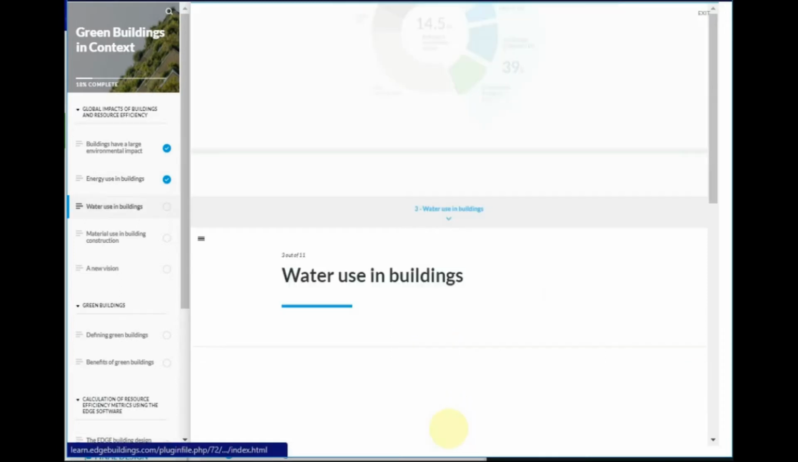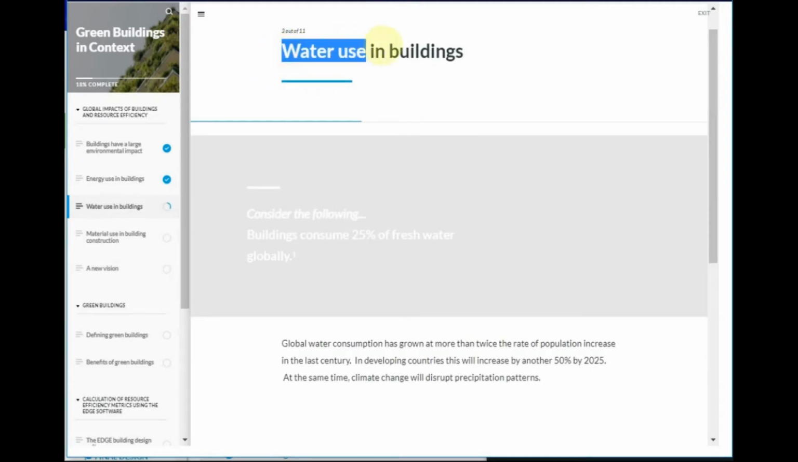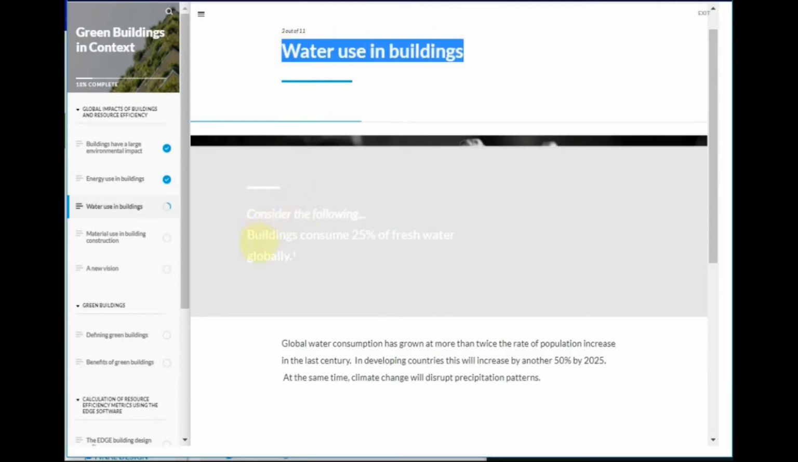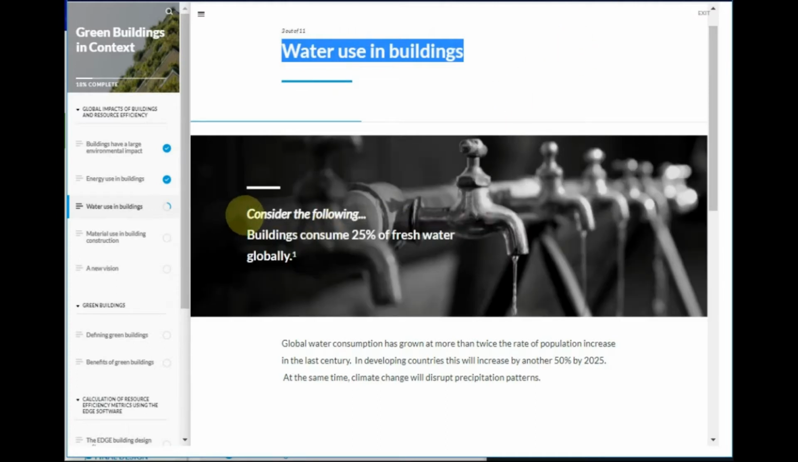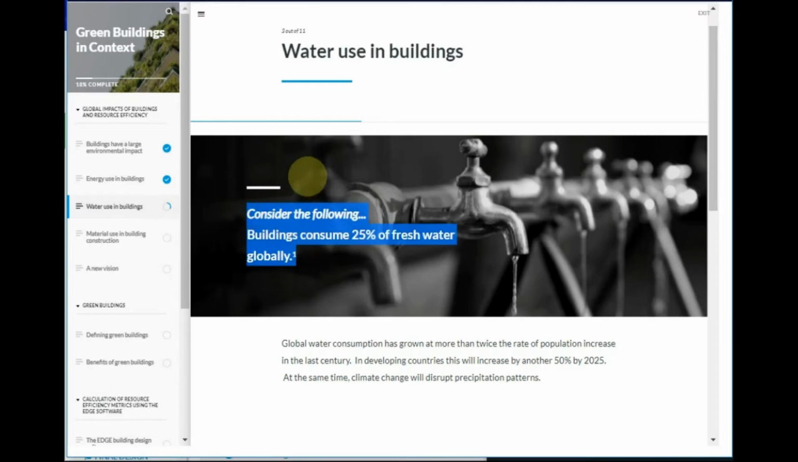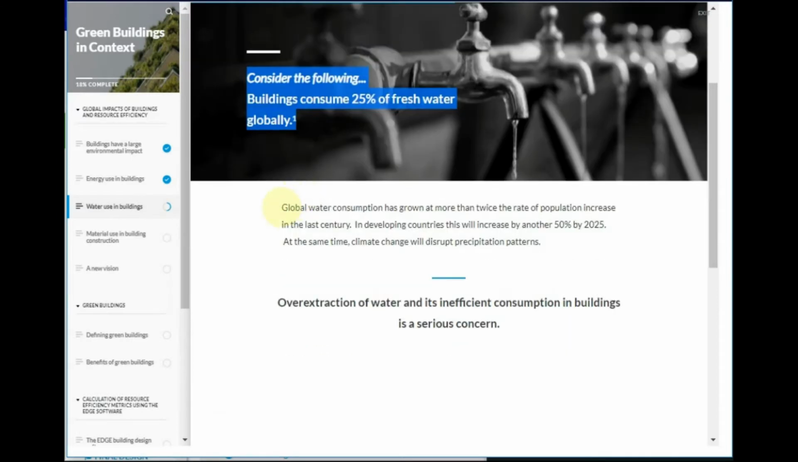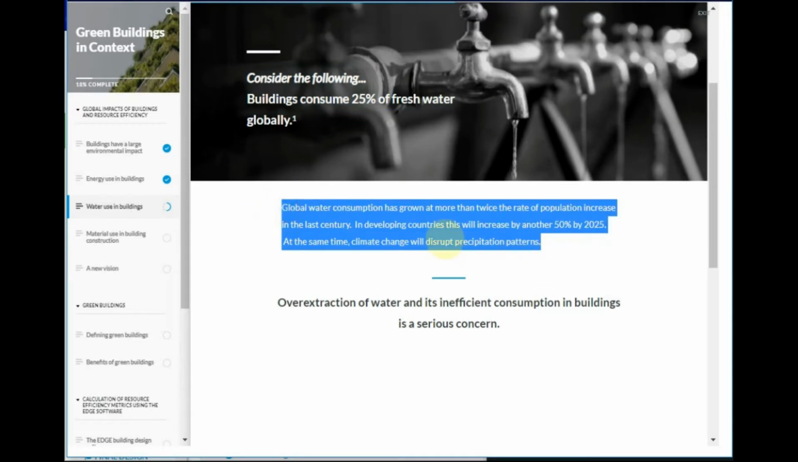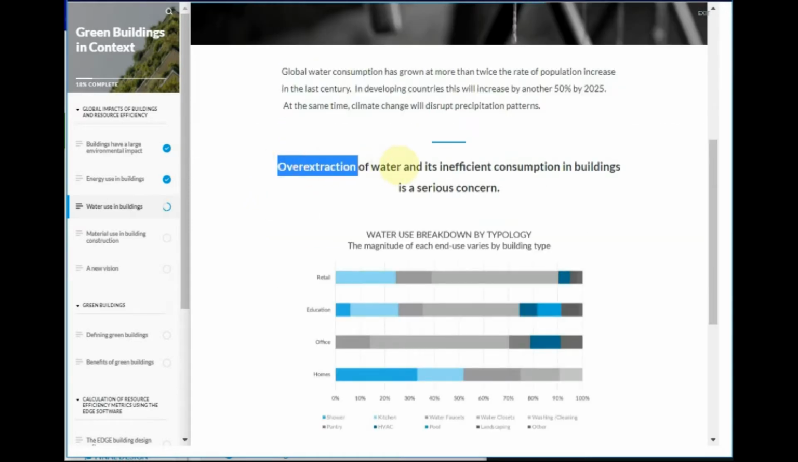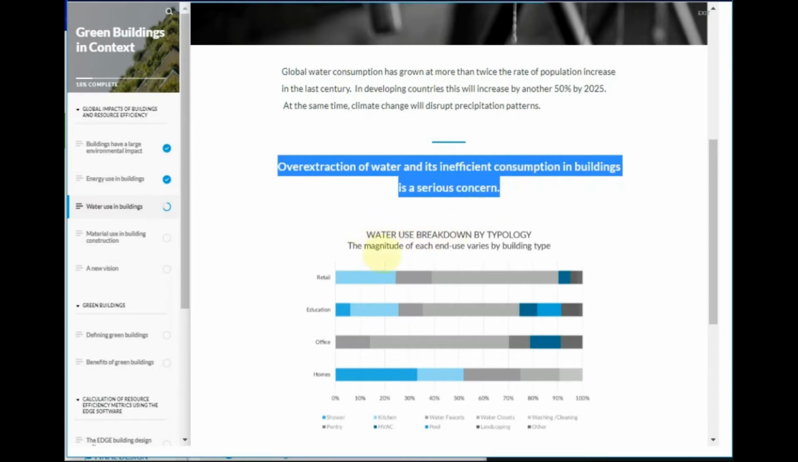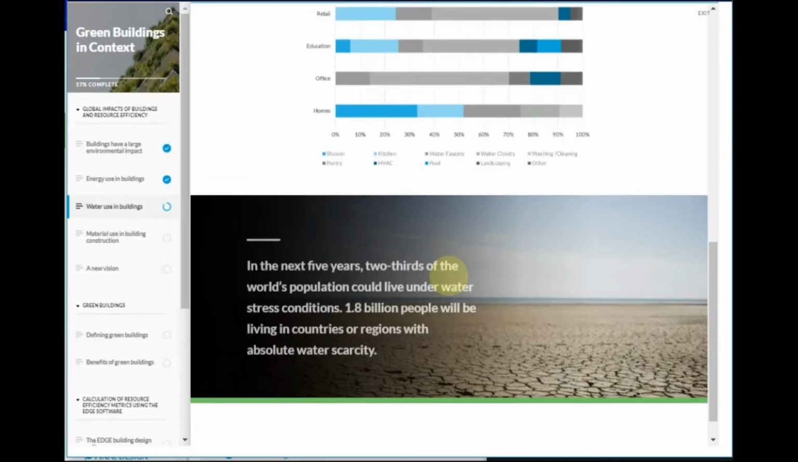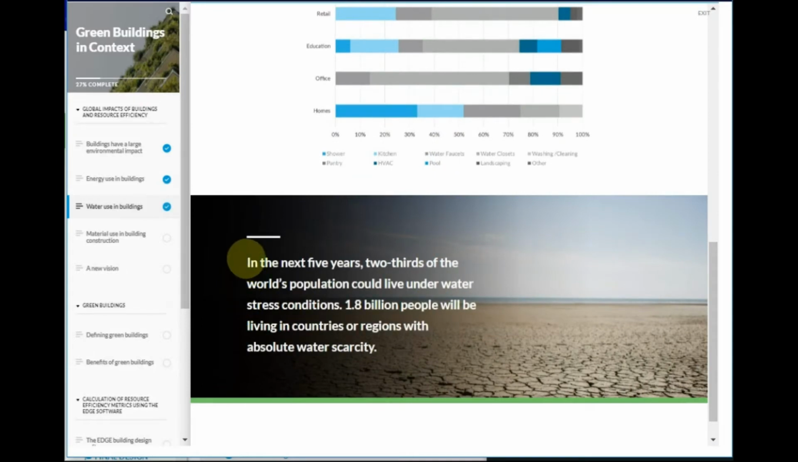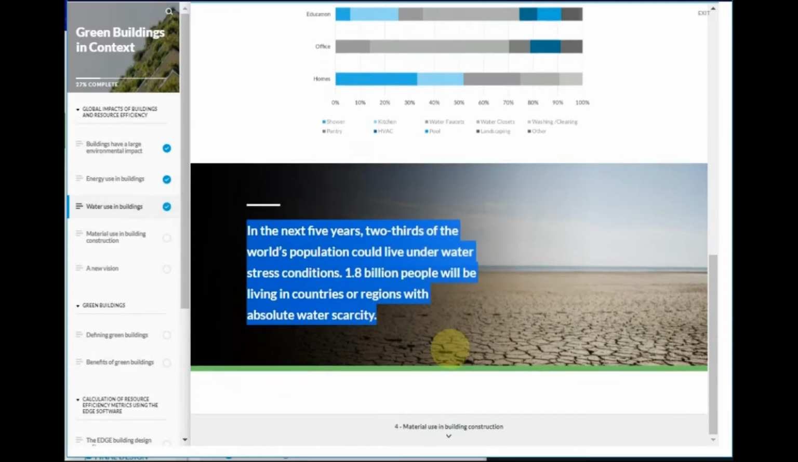Water use in buildings. Buildings consume 25% of fresh water globally. Global water consumption has grown at more than twice the rate of population increases in the last century. In developing countries, this will increase by another 50% by 2025. At the same time, climate change will disrupt precipitation patterns. Over-extraction of water and its inefficient consumption in buildings is a serious concern. In the next 5 years, 2/3 of the world's population could live under water stress conditions. 1.8 billion people will be living in countries or regions with absolute water scarcity.